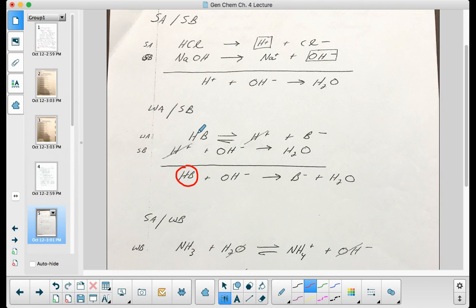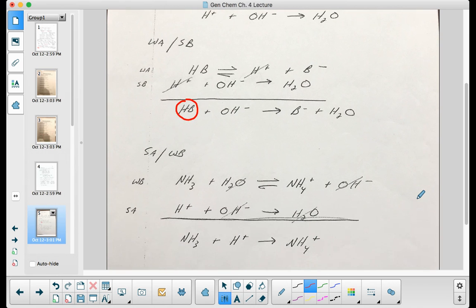So instead, what happens is that the hydroxide pulls the hydrogen away from the benzoic acid, leaving behind the ion and water. So this is kind of the best format to help you remember what happens. That is the strong base that reacts with the molecular form of the acid.